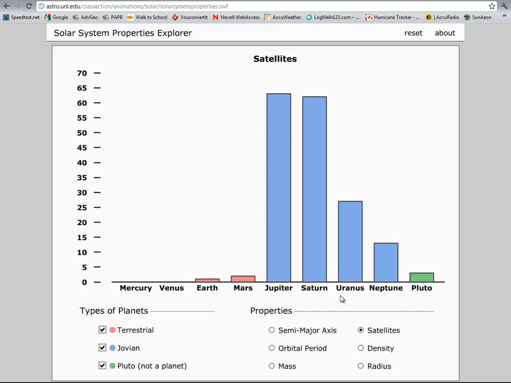Number of satellites, Jovian planets, a lot more satellites. Pluto, we just discovered a new one, so it's up to 4. I think we've probably discovered more for all of those, but Mars still has 2, very minuscule satellites. Earth has 1, Venus doesn't have any, and Mercury doesn't have any.